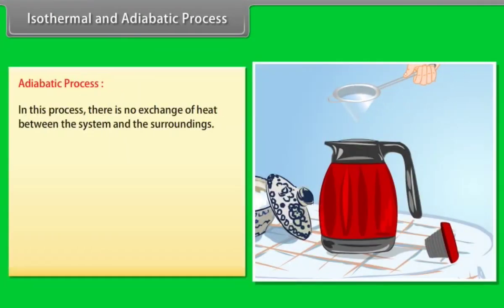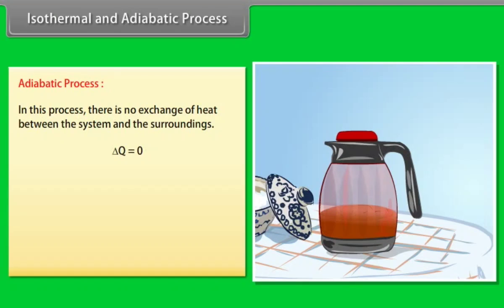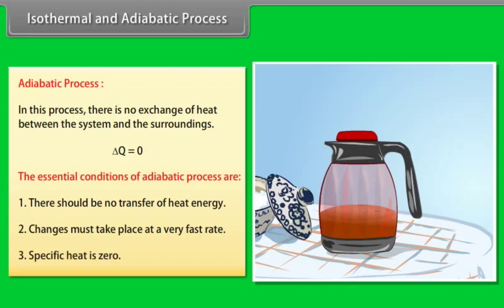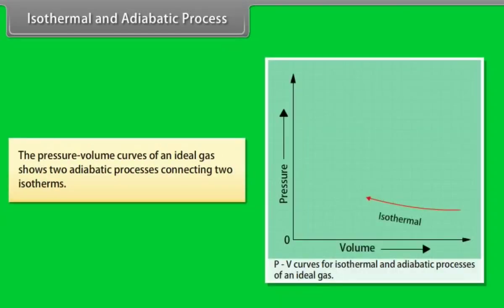Adiabatic process. In this process, there is no exchange of heat between the system and the surroundings. Delta Q is equal to 0. The essential conditions of an adiabatic process are: there should be no transfer of heat energy. Changes must take place at a very fast rate. Specific heat is 0. The pressure-volume curves of an ideal gas show two adiabatic processes connecting two isotherms.